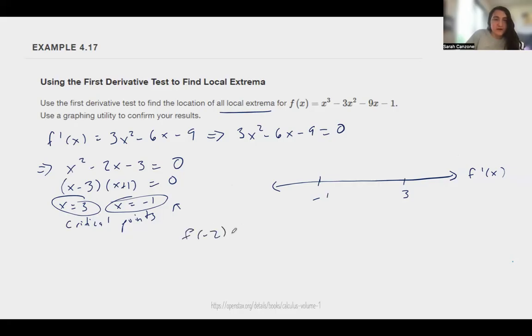So f of negative 2. I often get asked, how did I choose that number? I knew that it had to be something less than negative 1 because I need something in this interval here.